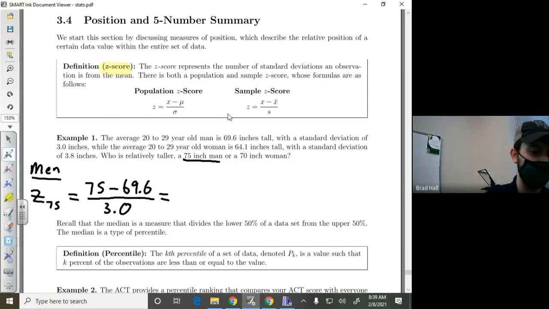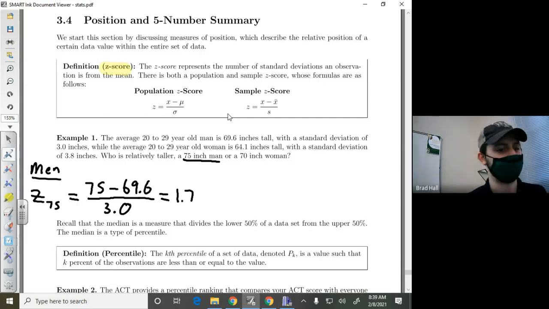Because what you should get from this is 1.7. So make sure you type it in your calculator correctly. Remember, calculators don't understand a numerator and denominator unless you tell it explicitly. But you should get 1.7. So the z-score doesn't have a unit of measurement. You don't say that's 1.7 inches. It's just a number. And what this says is that a 75-inch man has a z-score of 1.7, which means that height is 1.7 standard deviations above the mean.